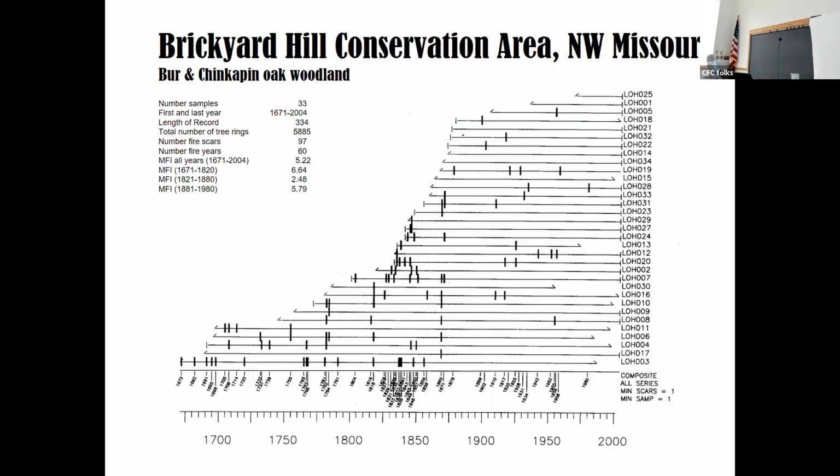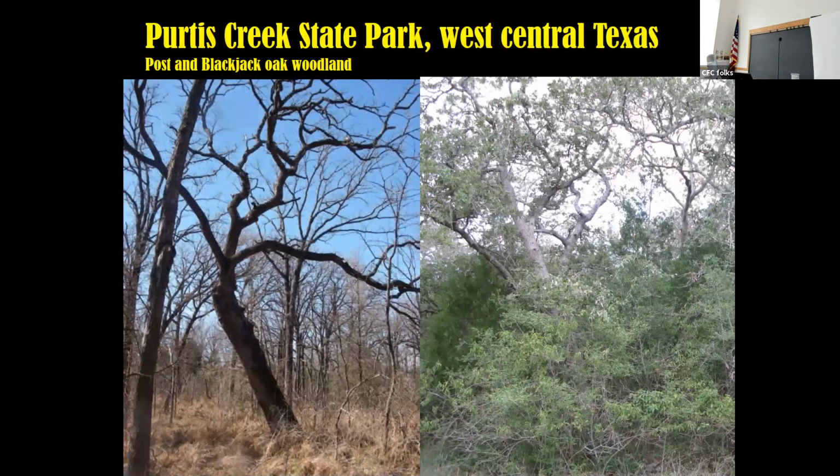Okay, fire frequency statistics here: before 1820, every 6 years. 1820 to 1880, every 2.5 years. And then lastly, I want to move down to central Texas. This is kind of the southern tip of bur oak's range. Lots of oak savannas there. This is in the kind of same fire frequency range that you would see in southwestern Minnesota. Lots of oak woodlands and savannas, but then through fire suppression, you get this mess.